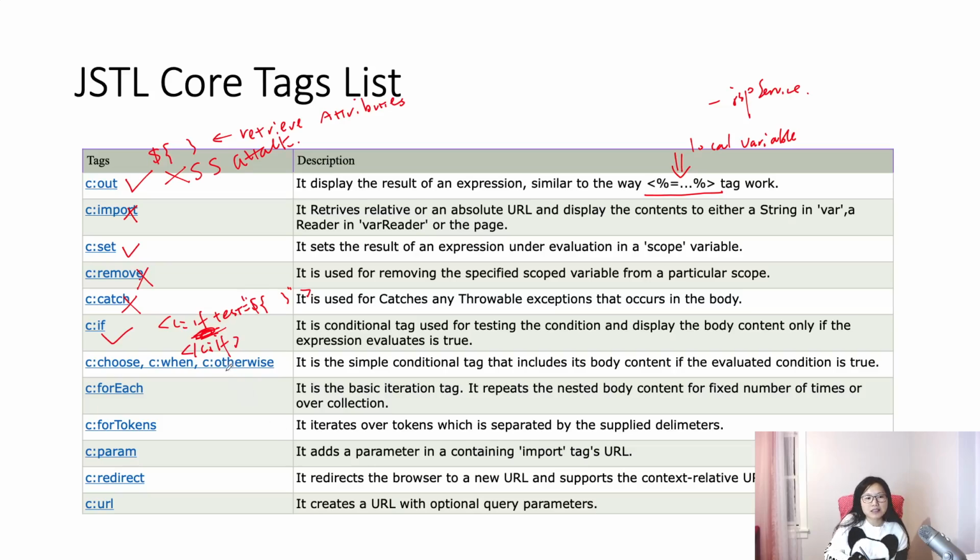Okay, and c:choose, c:when, c:otherwise, they will be used together, and you can use the three tags to achieve a switch statement, like a switch case, or if, else if, this kind of condition you want to do. And choose doesn't have any attribute. Otherwise doesn't have any attribute. When only has one attribute called test, which is the same as test in if.